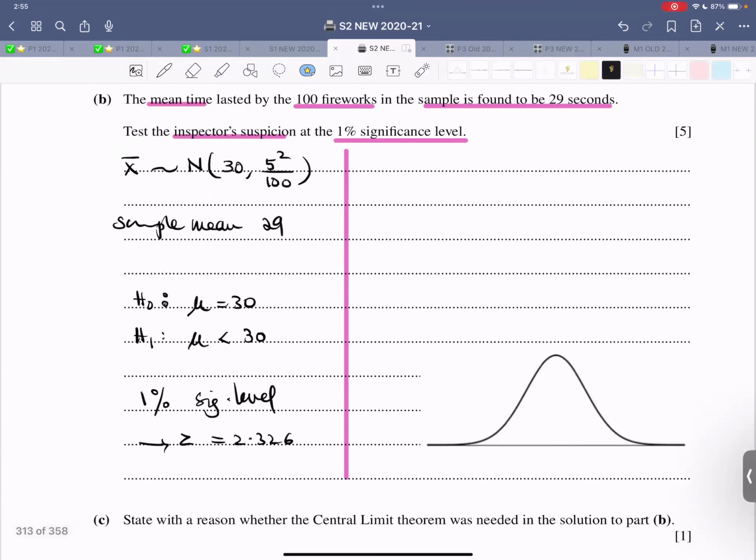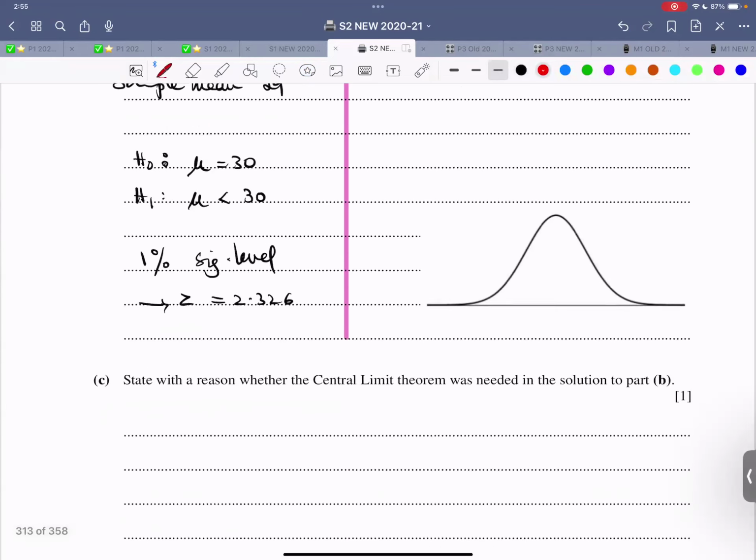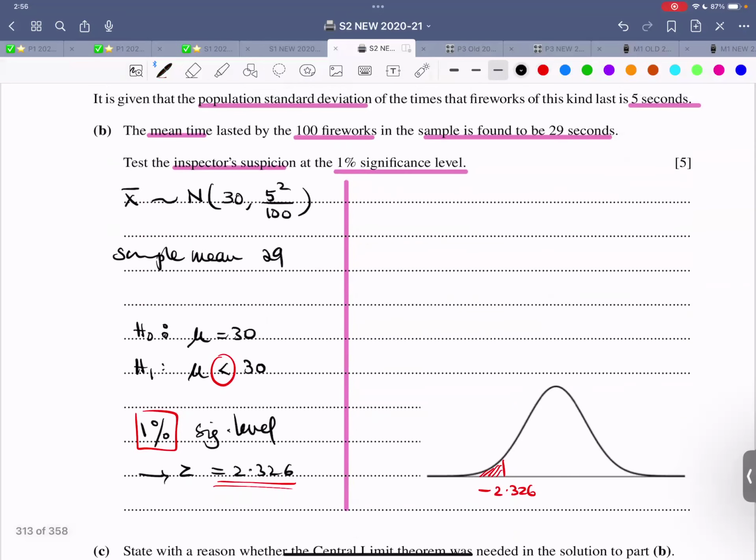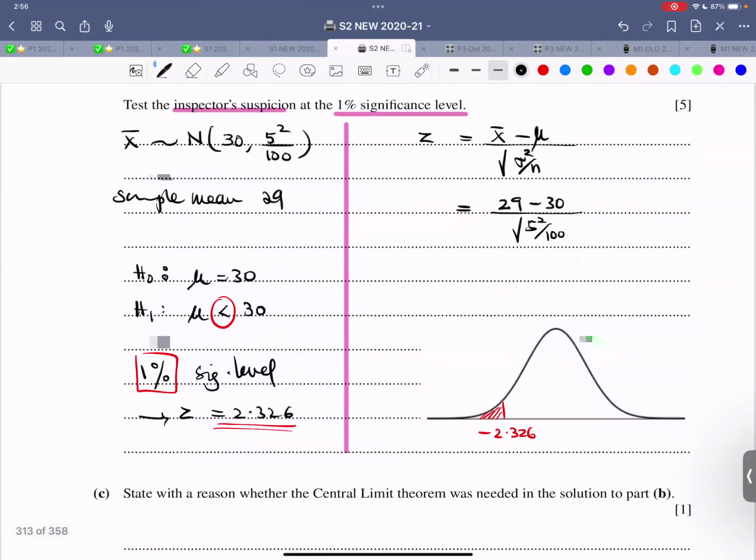And over here, since it's a lower tail test at the 1% significance level, this Z value goes over here, and this is negative 2.326. Now I'll calculate the Z value. Z is X bar minus mu over the square root of sigma squared over n. That is 29 minus 30 divided by the square root of 5 squared over 100. How much is the Z value coming out to be? This is coming out to be negative 2.